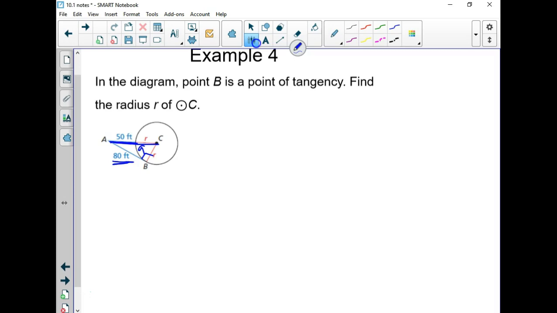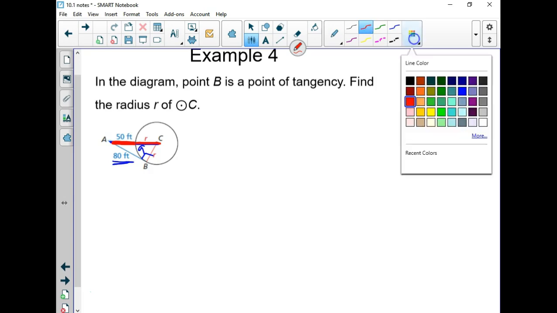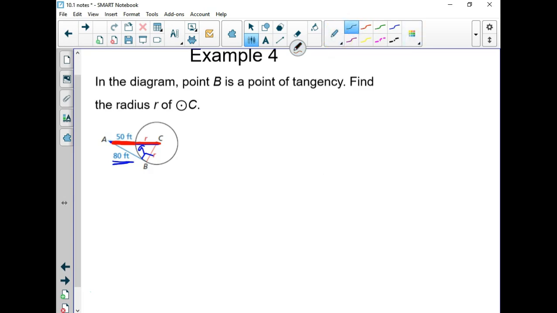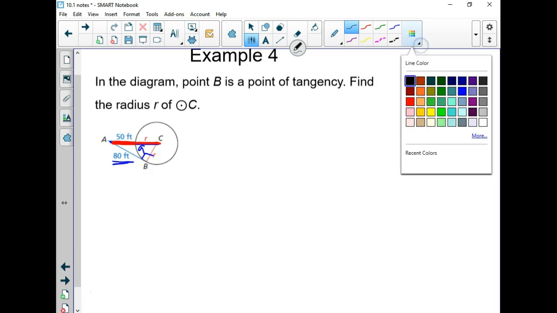But notice that this 50 only covers from A to the outside of the circle. Then it also has the radius along with it. So 50 plus R is the actual hypotenuse. So when we go to do this, okay, sorry, trying to get the line right. That's not the right choice.